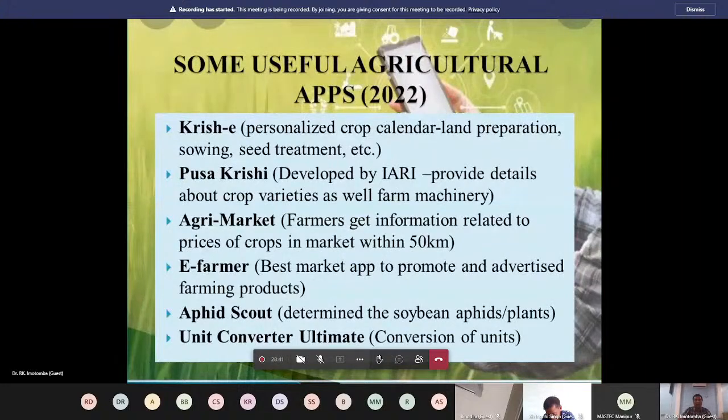And nowadays, we have been using different apps in the agricultural sector: Krishi, Usha Krishi, Agri Market, e-farmers, Pest Squad, unit converter, and so on. These apps are being used in the country for different aspects, which ultimately helps in the marketing of crops and helps farmers get information to advertise their products and so on.